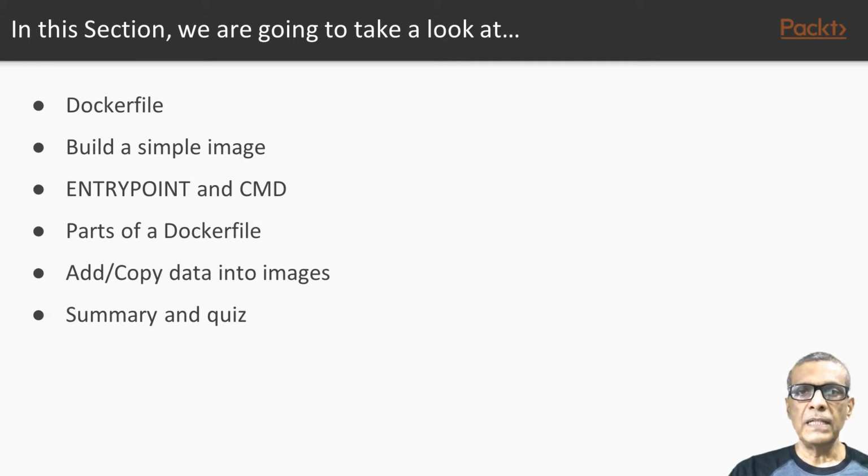Then we'll build a simple image from a Dockerfile. And next, we'll see how to add, copy data into an image using Dockerfile. And lastly, we'll cover again the entry point and CMD instructions, this time using Dockerfile. After quickly summarizing this section, we'll have an important quiz. Make sure you try it out.